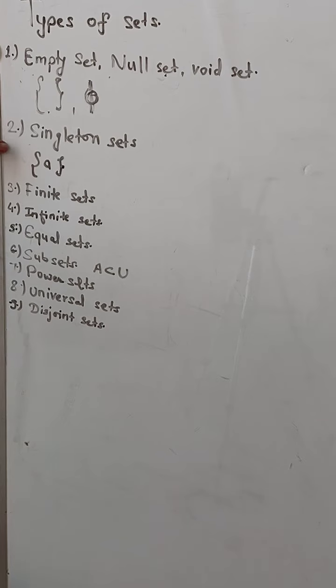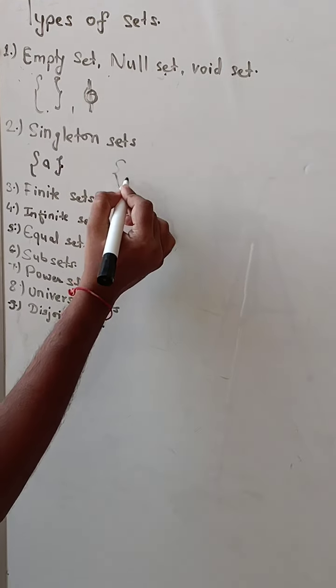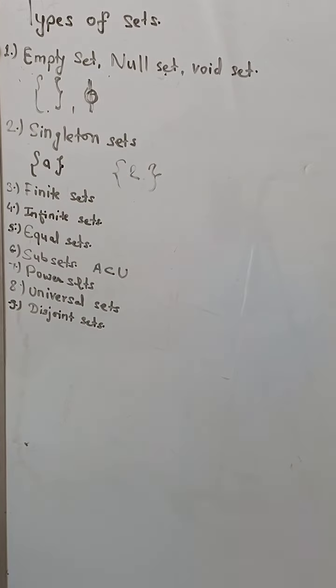And singleton sets, which have only one element in them, are called singleton sets. You can say it's like the only even prime number. What are the even prime numbers? Only one number is prime and also even, that is 2. So it can be said that yes, {2} is a singleton set. This is a singleton set.